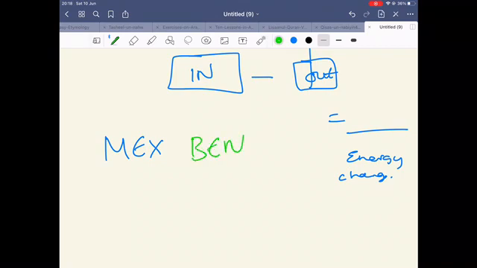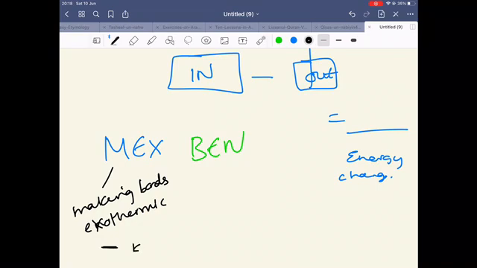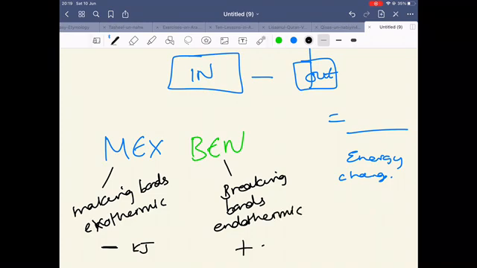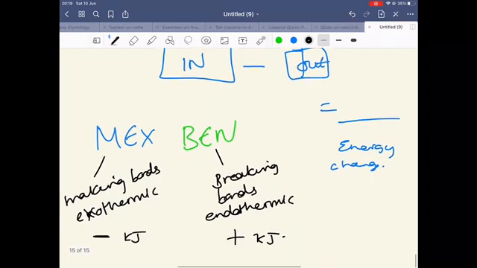Now, making bonds is exothermic. So, if making bonds is exothermic, meaning energy is released, that means you'll have less energy in the products. So, we have minus an answer in kilojoules. If you look at the side that has more total energy, you will see that the right side will have more energy than the left side in, and that will make it a negative number. So that will make it exothermic.